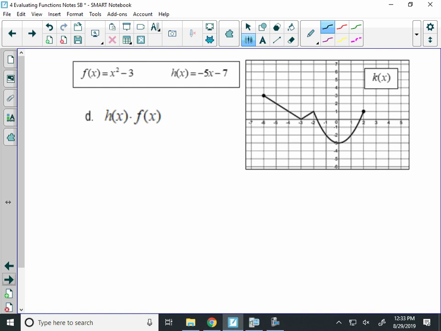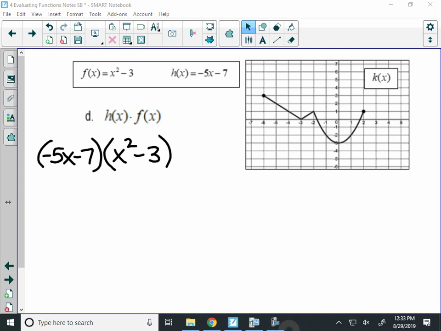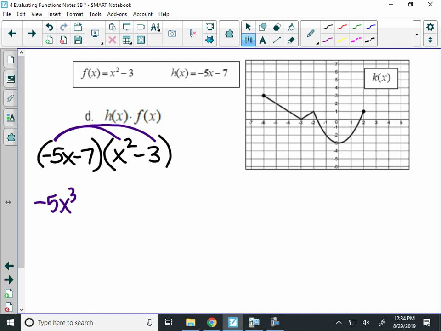Let's see. H of x times f of x. So again, put them in parentheses to start. Negative 5x minus 7 times x squared minus 3. And all we have to do is distribute. I think we need to write out all the steps this time. So we have negative 5x cubed plus 15x minus 7x squared and plus 21.